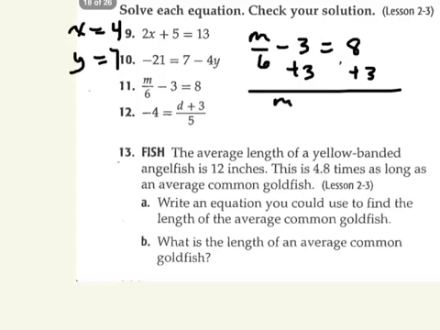In number 11, add 3 to both sides. Then we get m over 6 is equal to positive 11. How do we get rid of that 6 in the denominator? We need to do the opposite of what 6 is doing, which is dividing, so we will multiply. When I multiply both sides, I get that m is equal to 66.